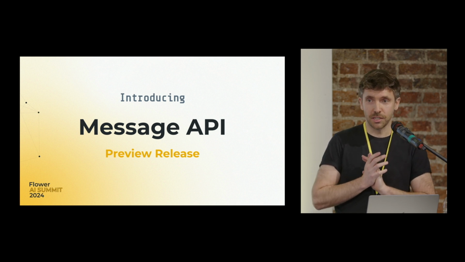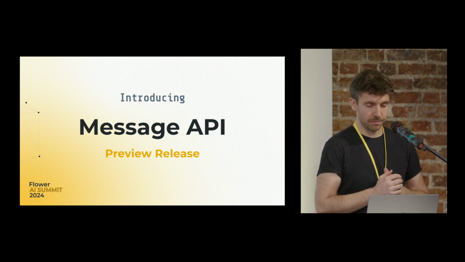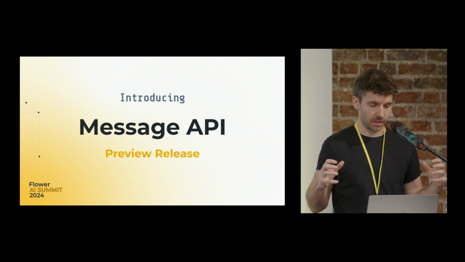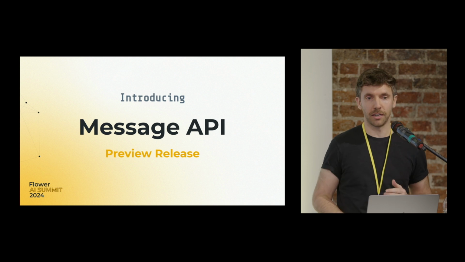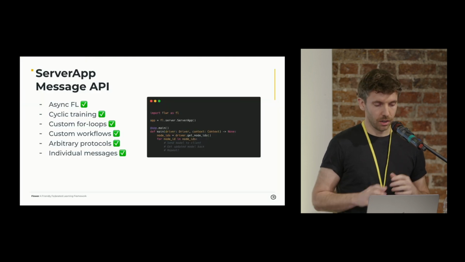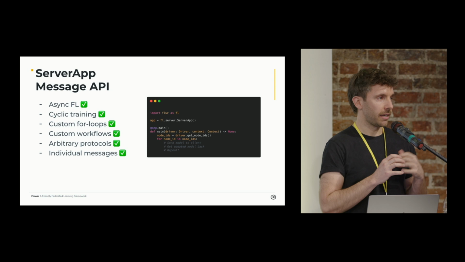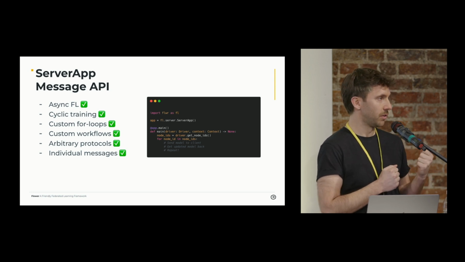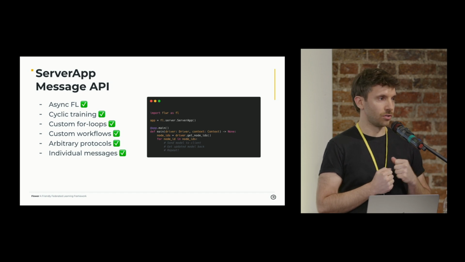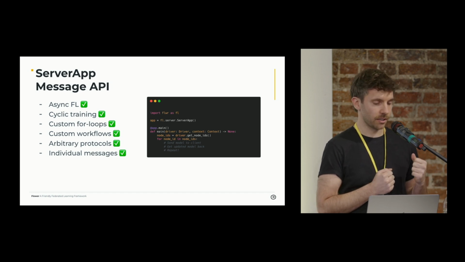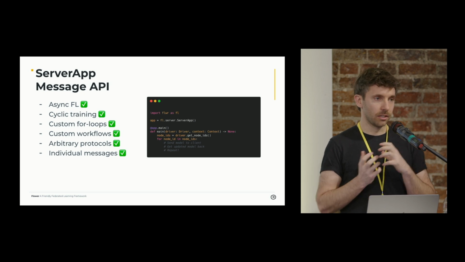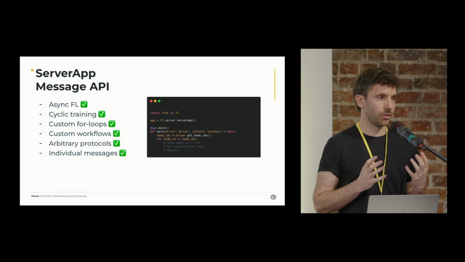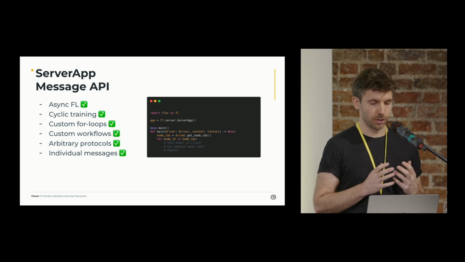Next, we're introducing the Message API preview release. Last year we talked about the driver API. The Message API is the driver API on steroids, end-to-end, both on the server side and on the client side. On the server app, you'll get access to a driver object that allows you to send individual messages to individual clients. And this allows you to do many things like async FL, cyclic training. You can use custom for loops. You can implement custom workflows and really use this to implement arbitrary protocols on the server side.